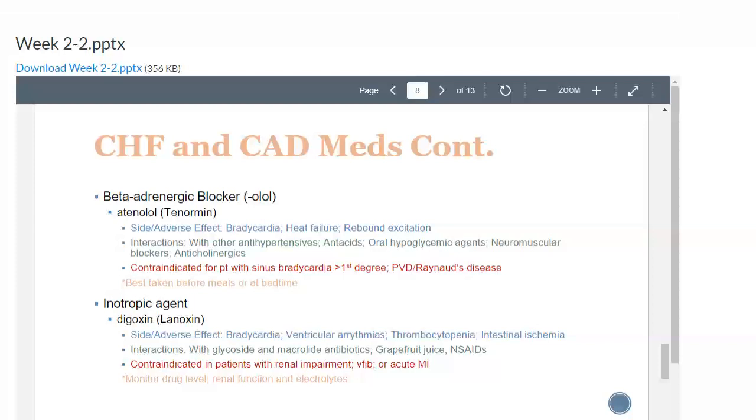Thrombocytopenia has been known to occur along with intestinal ischemia, and it's contraindicated in patients with renal impairment, patients that have had a history of VFib, or acute MI as well. So that's digoxin. And like I said, we used to use this drug a lot more, maybe 20, 30 years ago.